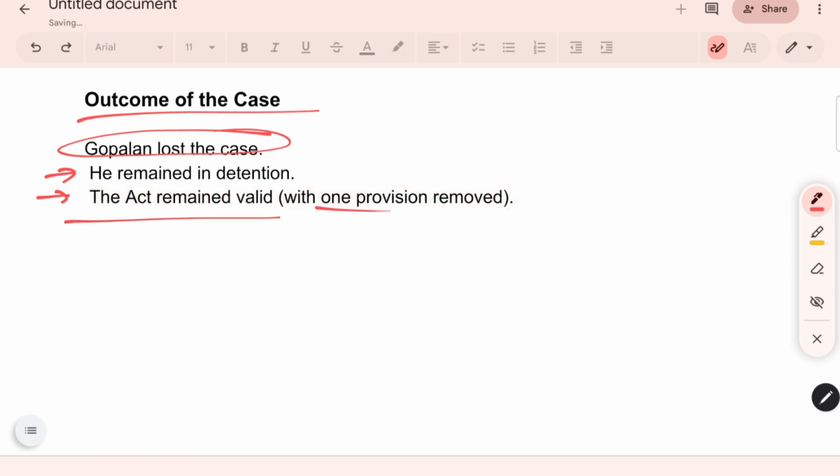Later on, the provision got removed. Later on, the Supreme Court overturned the judgments made in the AK Gopalan case. It was overturned in the Maneka Gandhi case.